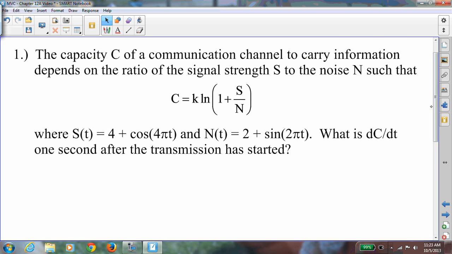The capacity C of a communication channel to carry information depends on the ratio of the signal strength S to the noise N such that this relationship is true. We have an equation for S, an equation for T, and we're going to find dc dt 1 second after the transmission has started. So again, we're dealing with chain rule because C is actually a function of S and N, and S and N themselves are functions of T. So dc dt.